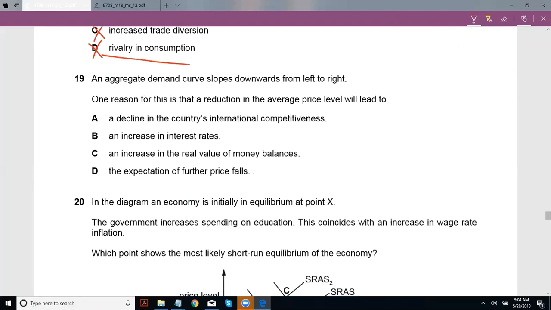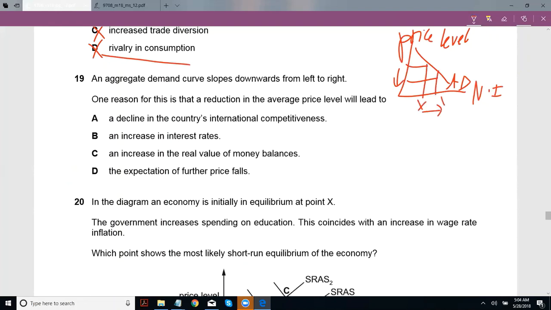An aggregate demand curve slopes downwards from left to right. Yes, it does. This is your price level. On your x-axis, you can take a number of things. Let's just take national income. This is your AD. One reason for this is that a reduction in the average price level will lead to... so you have to show how a reduction in the average price level will somehow increase national income. By national income, you can think of this as overall income in the economy. You can think of this as GDP, the output of the economy, as you'll study in A2. They're really just the same thing.